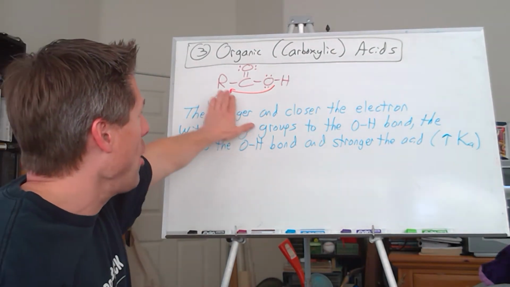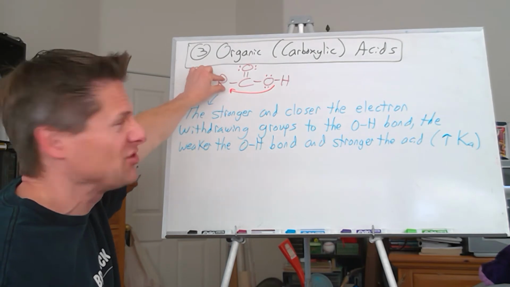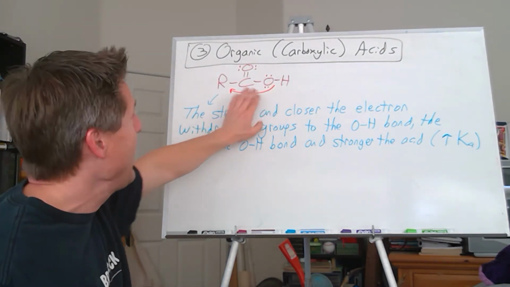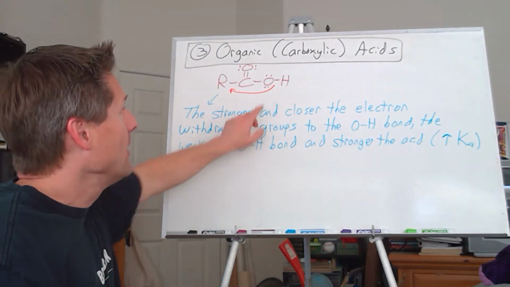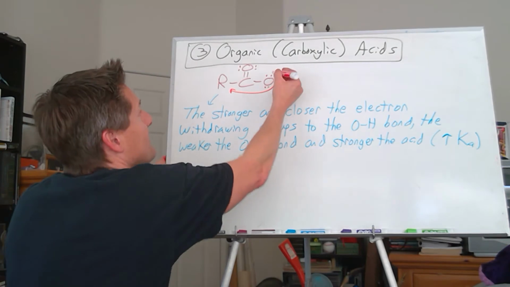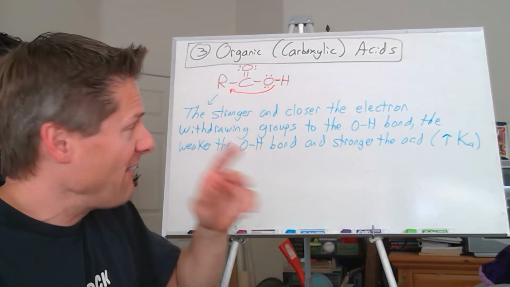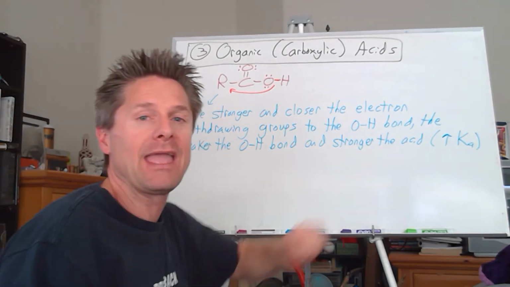So the stronger the electron withdrawing groups, and the closer, because this could be a long chain here, the closer they are to this bond, and the more electron withdrawing, i.e. the more electronegative they are, the weaker this bond is and the easier that hydrogen is to pop off and the stronger the acid, right? The higher the Ka value.